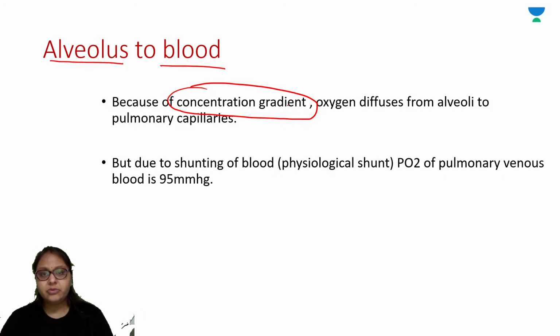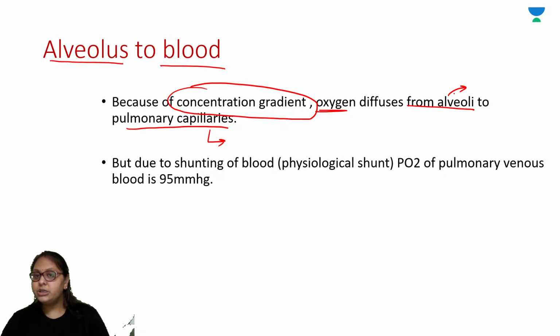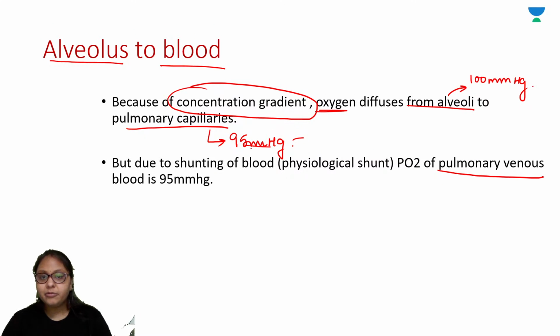And because of this concentration gradient, the oxygen diffuses from the alveoli to the pulmonary capillaries. But alveoli में कितना था oxygen का concentration? Guys, how much was the oxygen concentration at the alveolar level? That was 100 millimeters of mercury. But we see that at the pulmonary capillaries, at the venous level, it is 95 millimeters of mercury. ठीक है, at the pulmonary venous level, it is 95 millimeters of mercury.